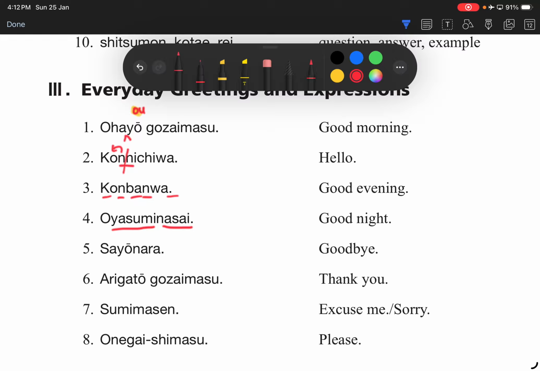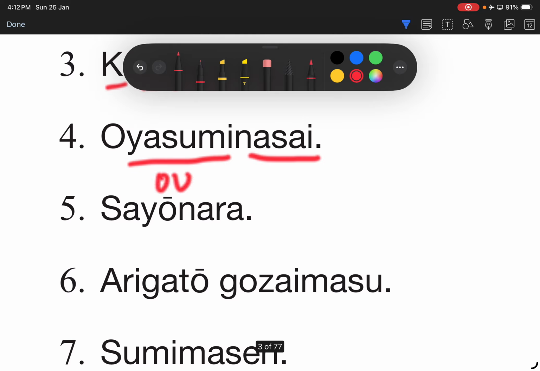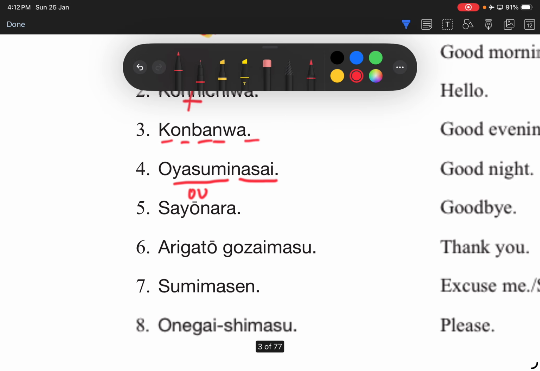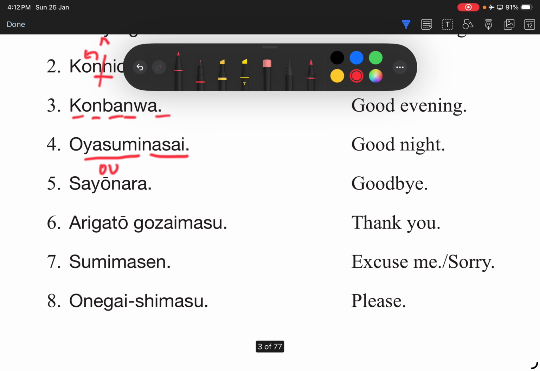Okay, moving on to number 5. Sayonara. Depending on the region, in Tokyo we will say sayo with a long O sound. In Osaka they will just say sayonara without the extra O sound, just a normal O. So different regions have different pronunciations of sayonara. In Tokyo it will be longer.